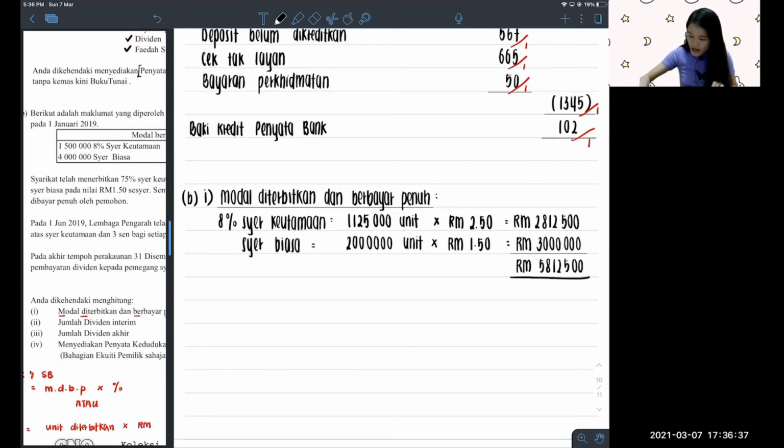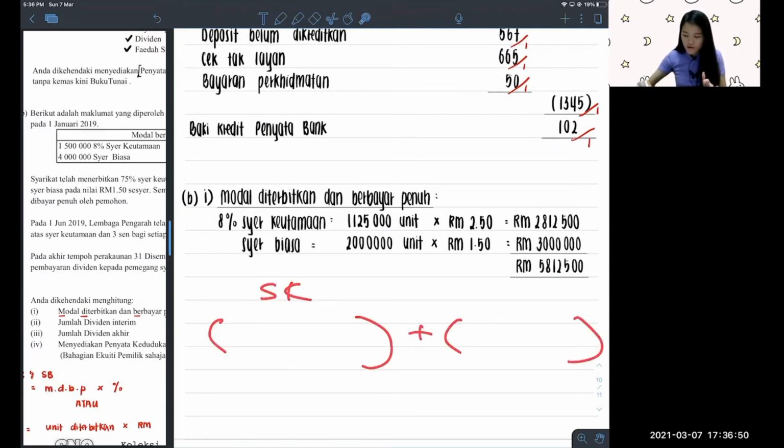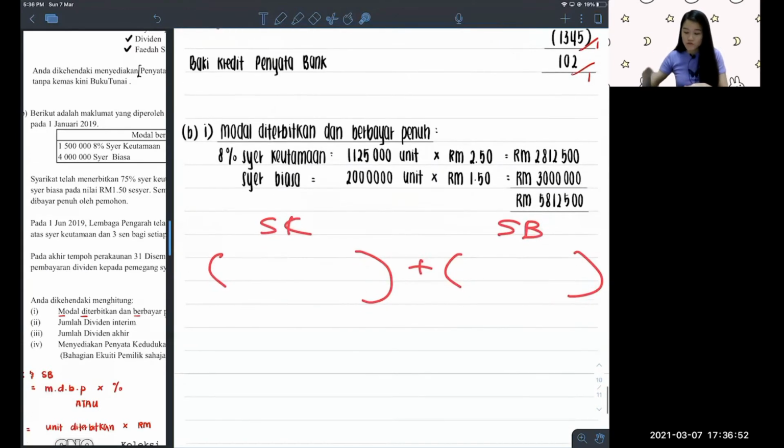5,812,500. Now, I will encourage you guys to do this way. For sure, 100% do this way. Because if you want to continue for dividend, you need their modal diterbitkan. If you do the equation form, which is you put them in bracket, SK the front, plus SB, which is how usually marking schemes show. Later, you need to press your calculator to find again how much is it.